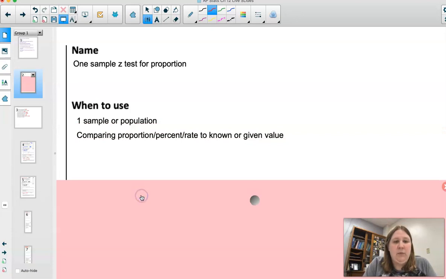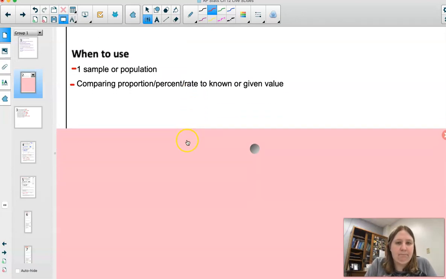Next up, and this may be the most important part, is how do I know when to use this test? I use it when I have one sample or population that I'm looking at, and when I'm comparing a proportion or a percent or a rate to a known or given value. They may come right out and say the word proportion. They may say, 57% of Americans, or 43 out of 800 people, and that would be more like the rate. And we're comparing this to a specific value. So one population, say we want to know is 10% of the population left-handed, something like that.